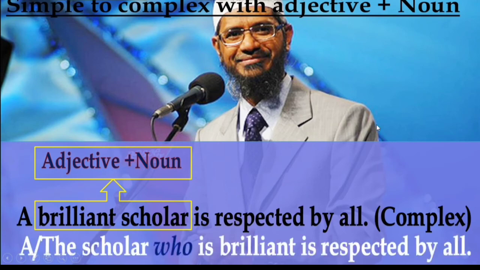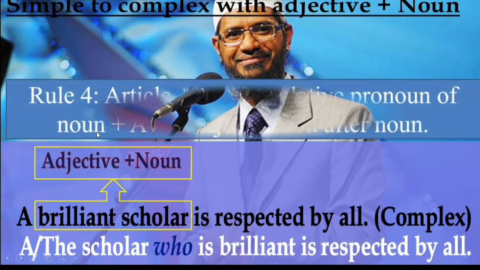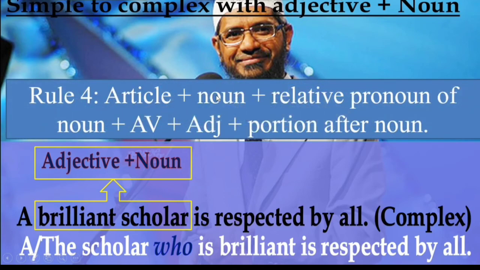Now look how to change this adjective plus noun into a complex sentence. At first we have to use the article and then the noun. So here we use the article a or the, and then the noun is scholar. Then the relative pronoun of the noun. Here a scholar is a person, so we use who. And then the verb, here the verb is, and then the adjective. Here brilliant is the adjective, so we use brilliant. And then the portion after the noun. Is respected by all is the portion after the noun, so we use that portion.